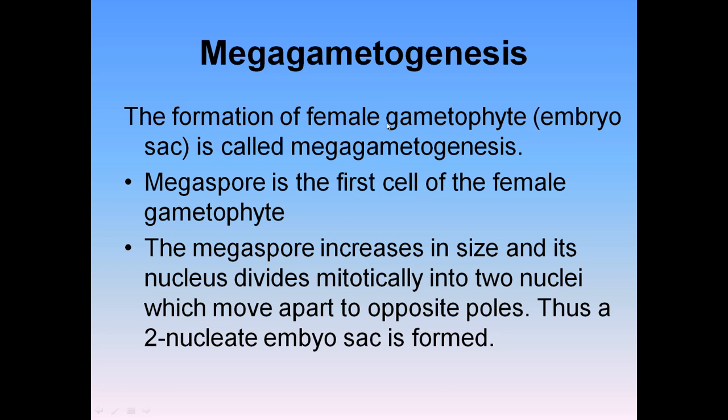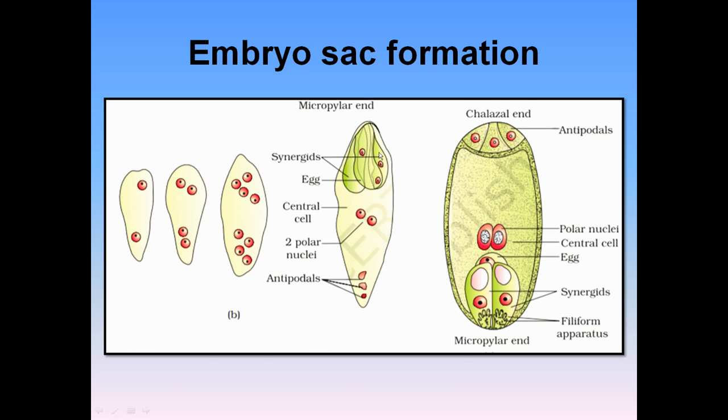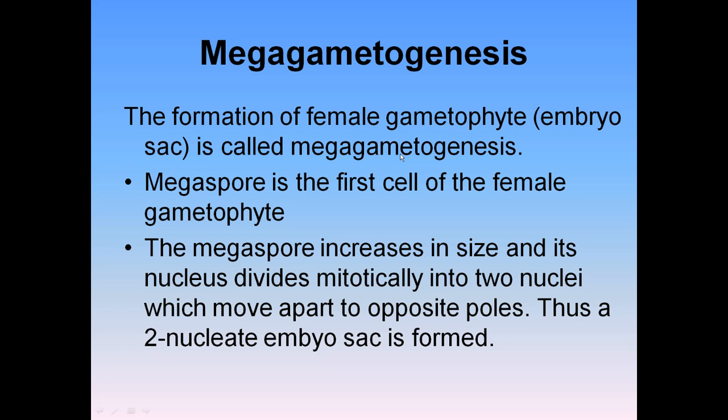The formation of the female gametophyte is called megagametogenesis. We have discussed this several times. This term is referred to as gametogenesis. The megaspore is the first cell of the female gametophyte. As you know, the megaspore mother cell is going to divide by the process of meiosis to form four haploid megaspores, the megaspore tetrad.